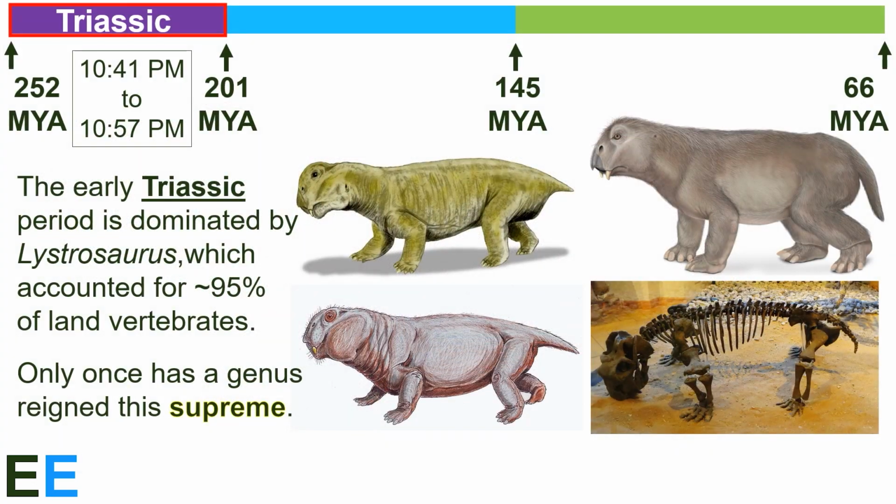The early Triassic period is dominated by Lystrosaurus, which accounted for about 95% of land vertebrates. Think about it, 95% of all land vertebrates were members of just a single genus. Only once has a genus ever reigned this supreme. These guys and gals were the survivors, and dominated while Earth slowly recovered from the end-Permian extinction. Unfortunately, nothing lasts forever, so the days of an all-Lystrosaurus world were numbered.